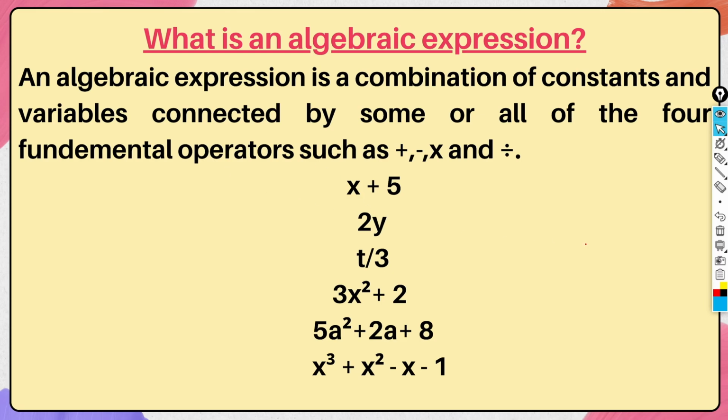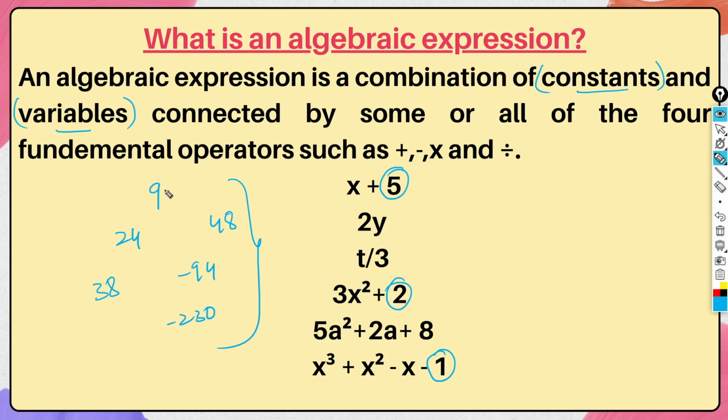An algebraic expression is a combination of constants and variables. So here there are two terms, constants and variables. So what is a constant? Constant is nothing but just a number. So here 5 is constant, here 2 is constant, here 1 is constant. Like that 9 is constant, 24 is constant, 48 is constant, 38 is constant, minus 94 is constant, minus 230 is constant.